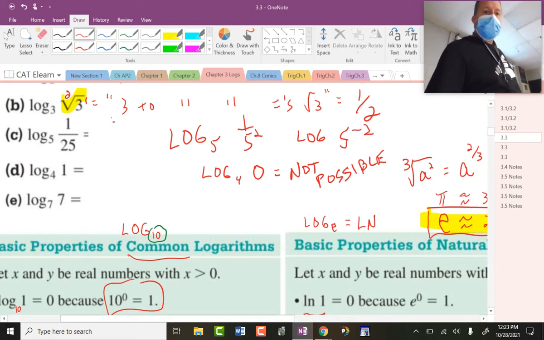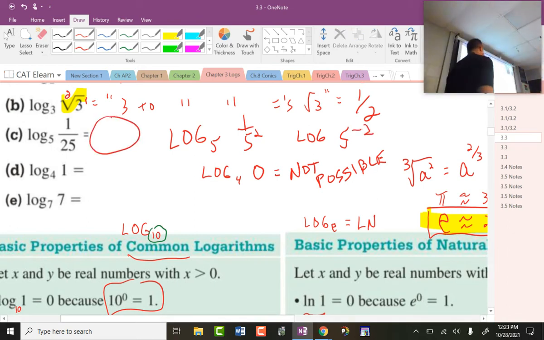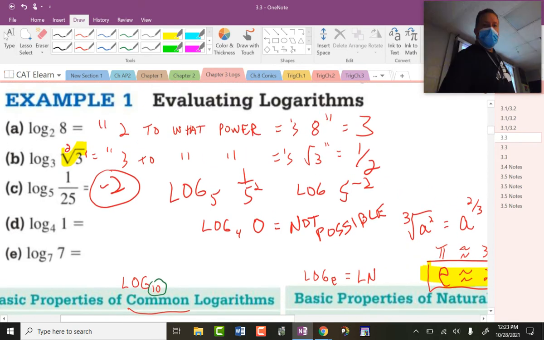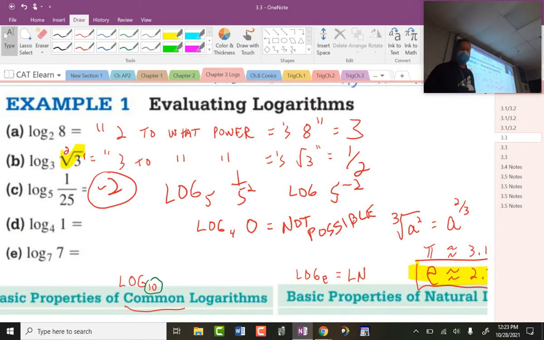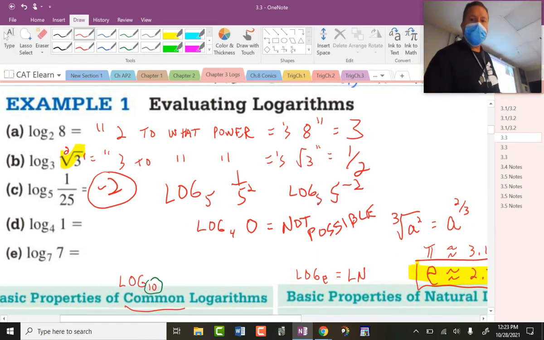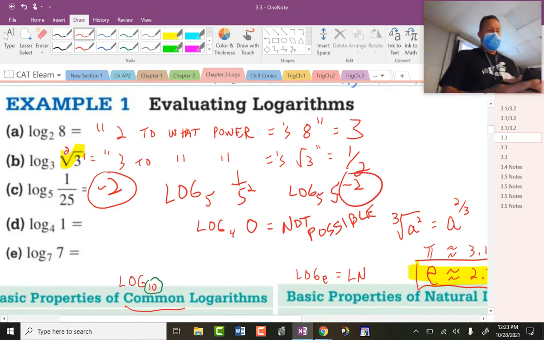Okay, so now answer this question. What is the exponent on 5 that becomes 1 over 25? It's negative 2. Okay? So you got to focus here. Just like this. 2 to what power equals 8? 2 to the third. 5 to what power equals negative 2? 5 to the negative second. I should put bases of 5 on this one. So it's just that power.